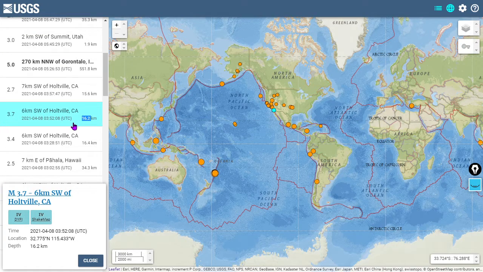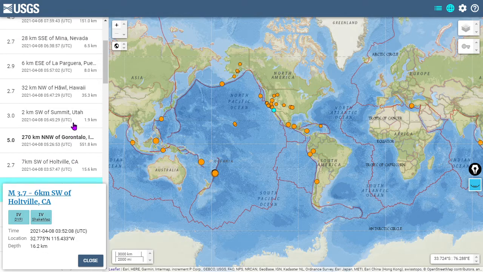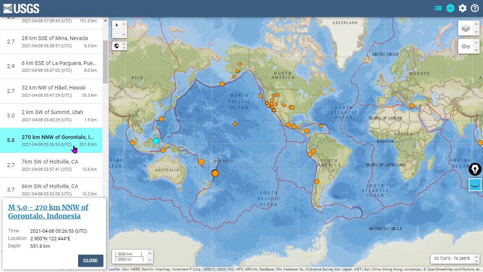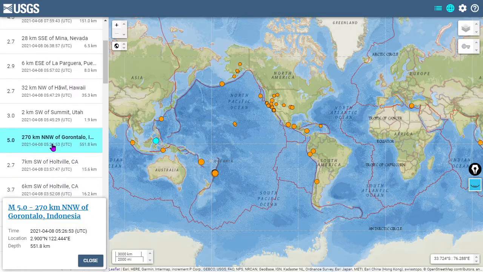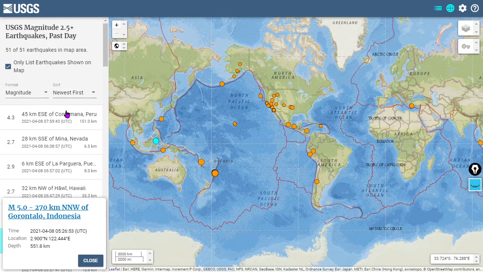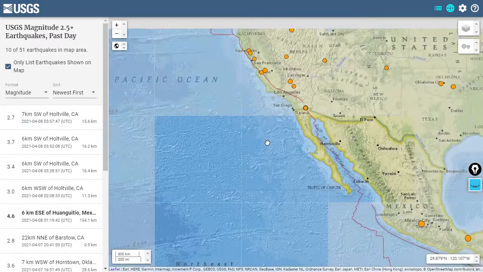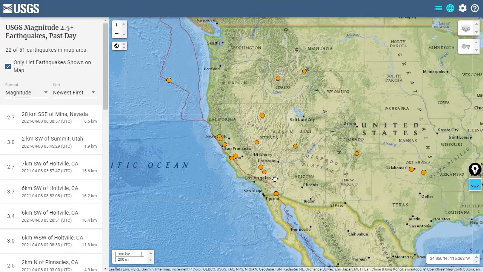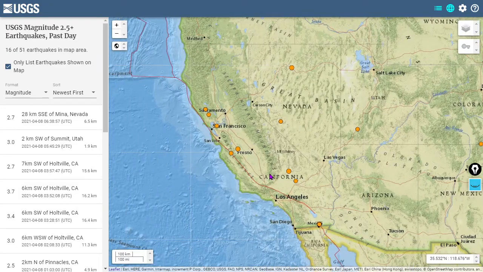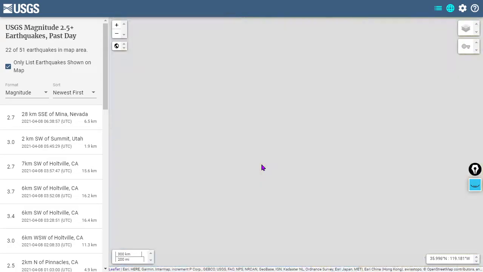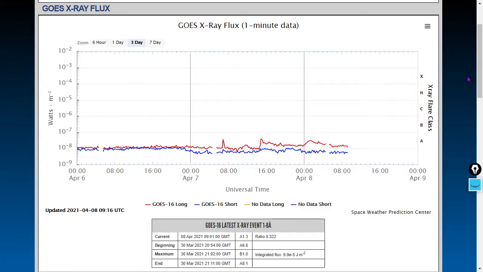So a bunch of quakes in California. And we're going to zoom in on the U.S. real quick here after we get to the top of the list. A deep quake in Indonesia at a 5.0 magnitude, and a deep quake at Peru. Also a 3.0 at Summit, Utah. So here's a zoom in of the U.S. map. Quite a few quakes there, especially around Western California. And let's continue on. We don't want the video to be too long, and there's still lots of stuff to cover.